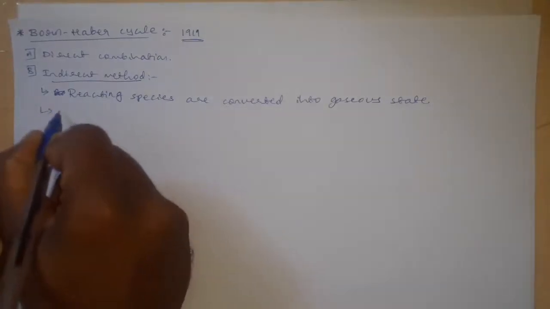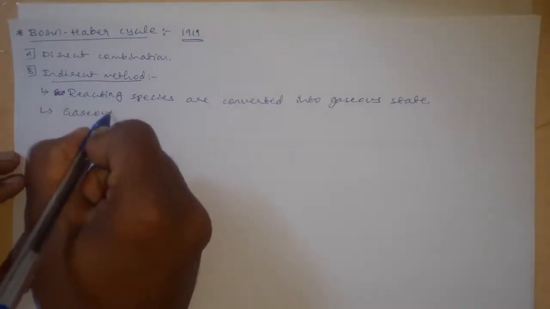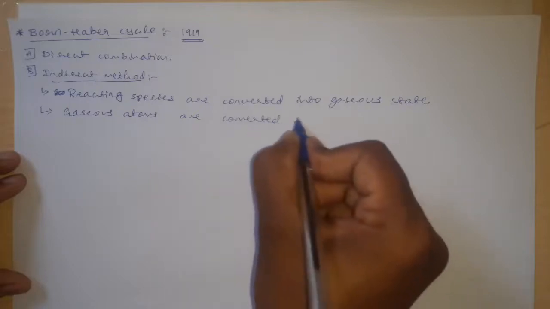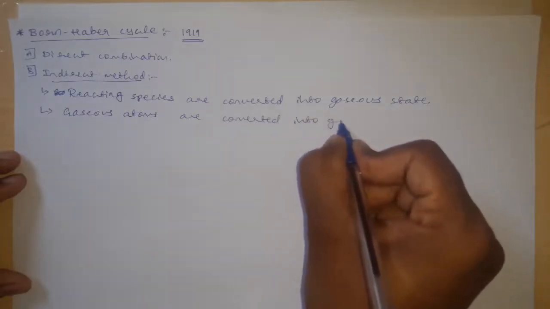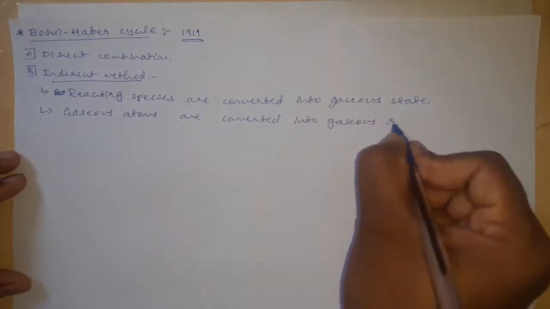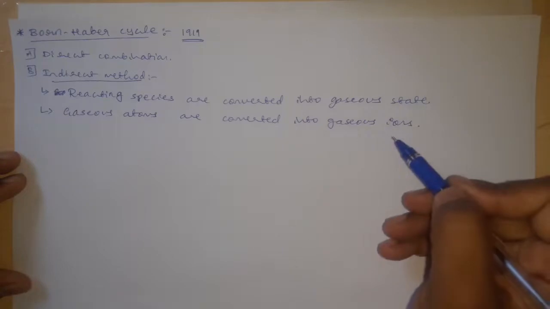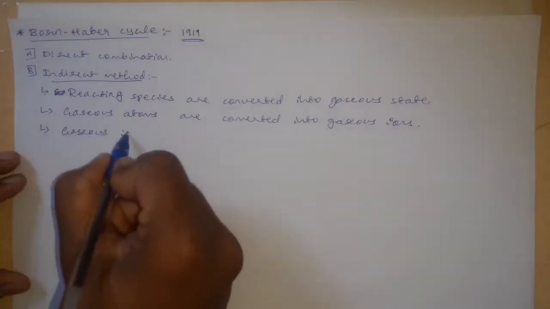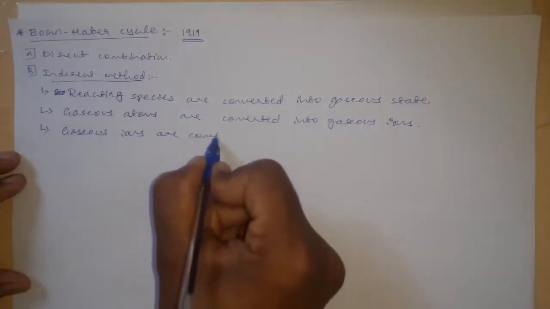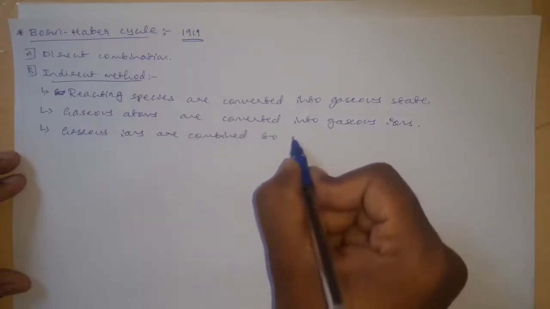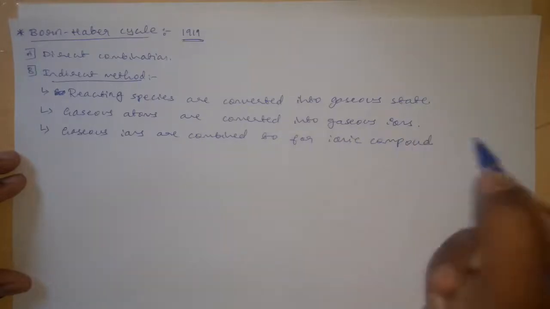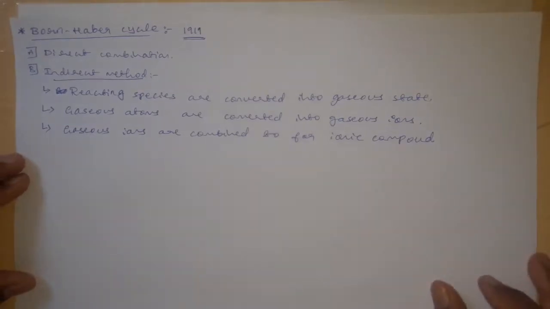Then the second step involves these gaseous atoms being converted into gaseous ions. Then we have to convert them into an ionic form. Then the last step is that these gaseous ions are combined to form an ionic compound. These are all the steps involved in the indirect method of formation of an ionic crystal.